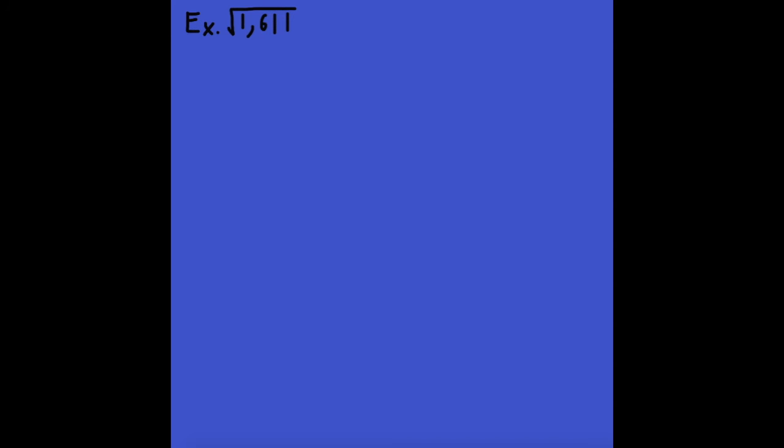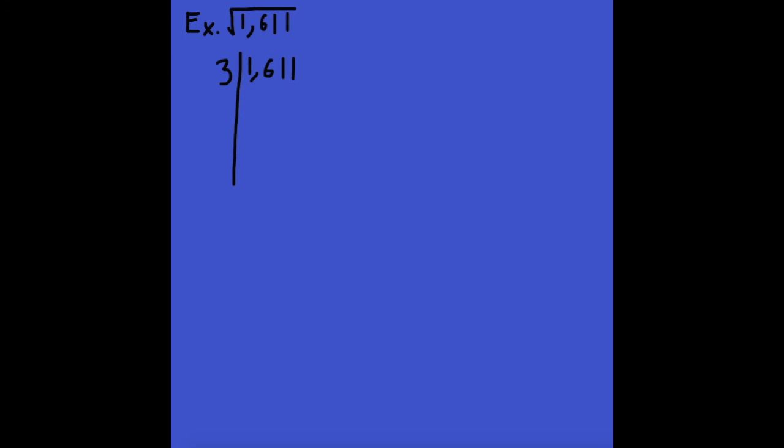For the first way to solve the problem, we have 1611 and we keep a line to the left side. Then we see which prime factors go into 1611. 2 doesn't go into 1611. However, 3 goes into 1611. So we write 3 on the left side of the line.